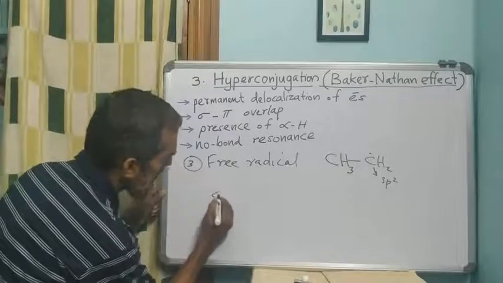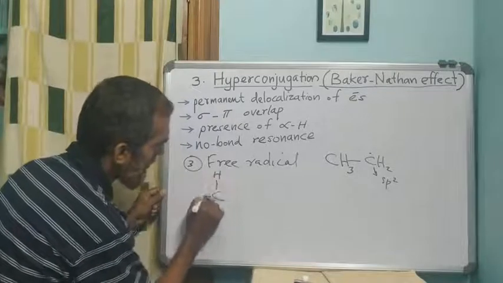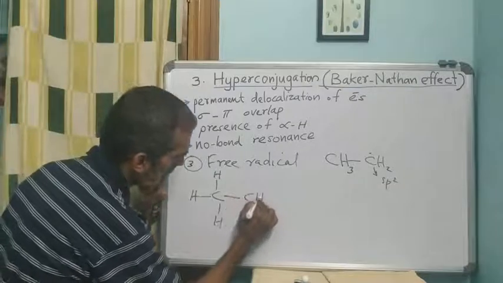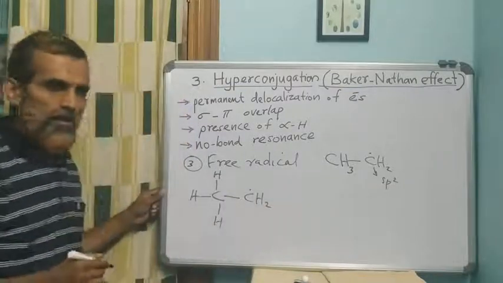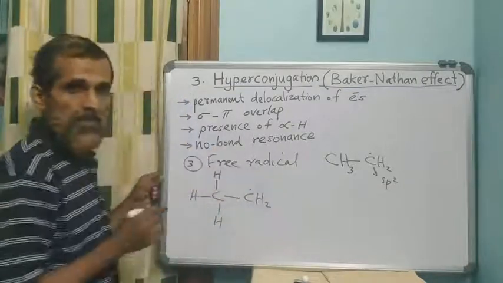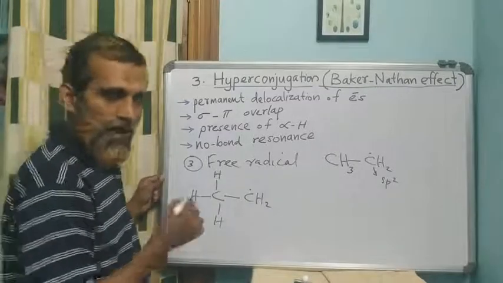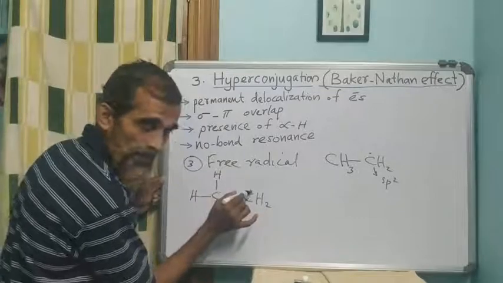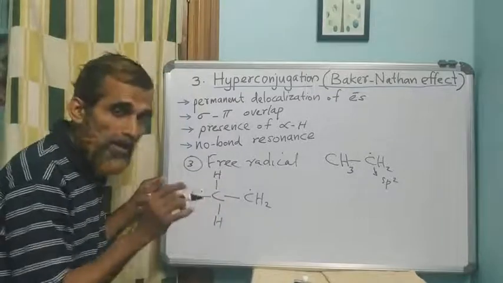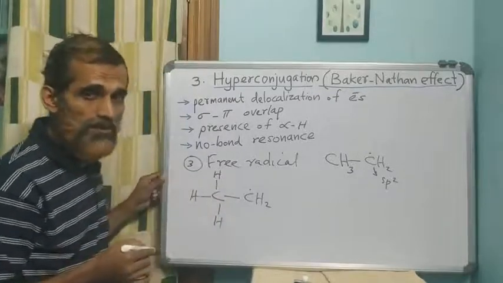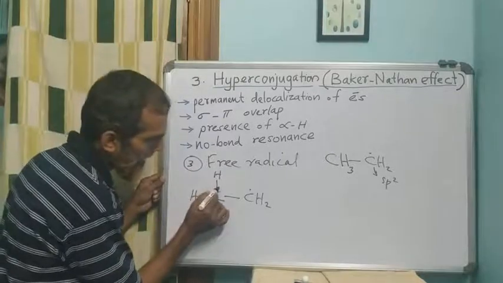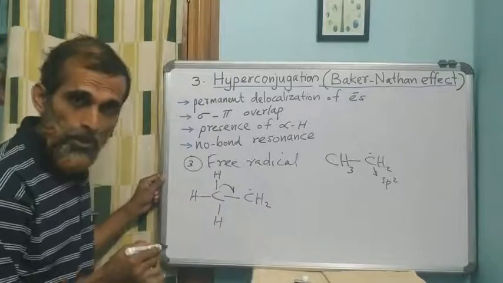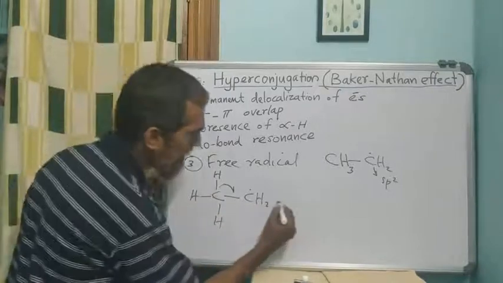Let's take the structure of ethyl radical. It is like this, CH2 dot. So when you show the delocalization or hyperconjugation here, one difference is that there is one electron here. So in free radicals we make use of a different kind of arrow. What is that? Half-headed arrow. We use a half-headed arrow or fish hook to show movement of only one electron.